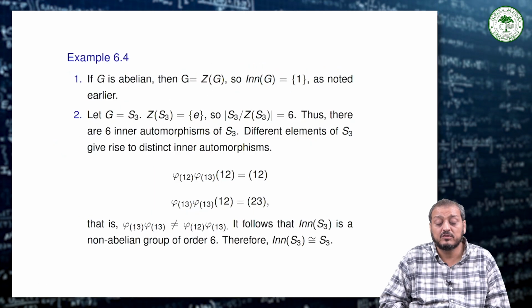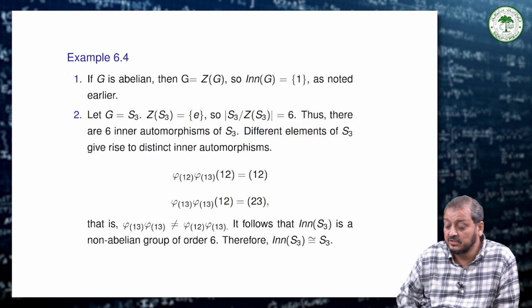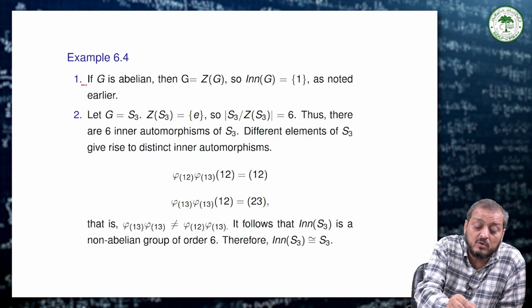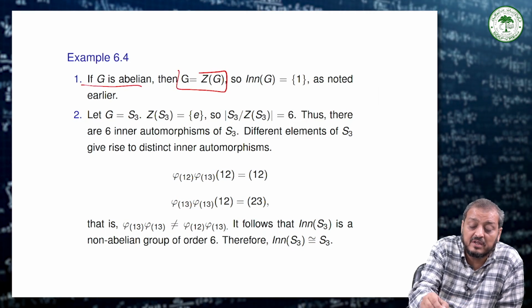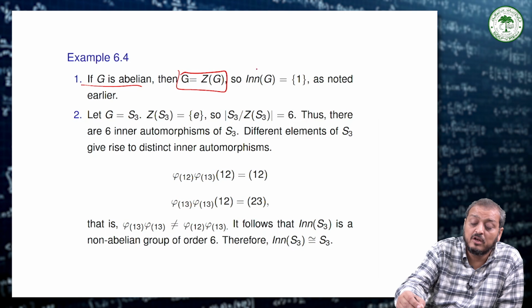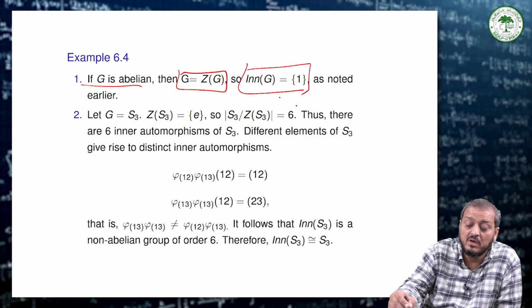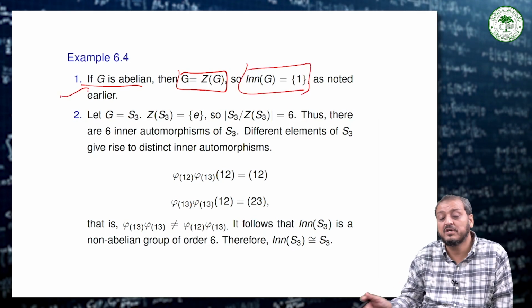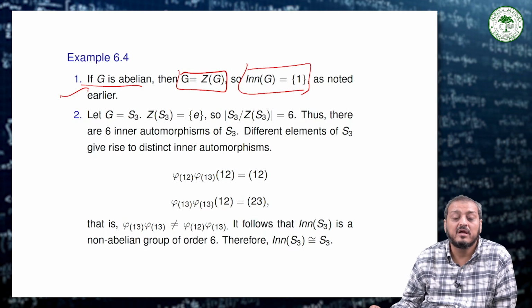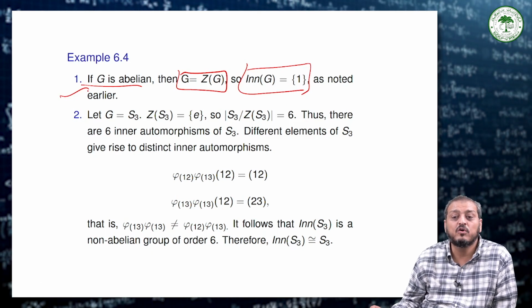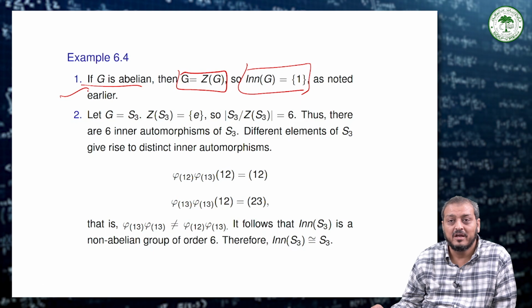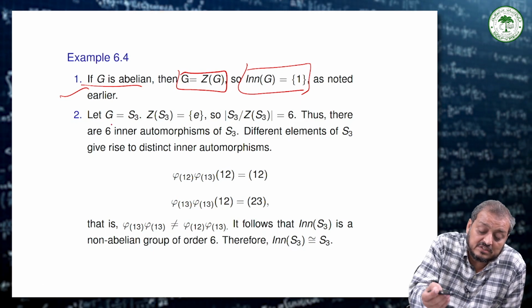Okay, let's move on. We have some examples using this. If G is an abelian group, then G is equal to ZG, and the inner automorphism group is equal to 1, as noted earlier. The identity is the only inner automorphism of an abelian group.